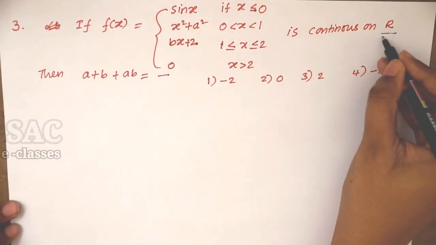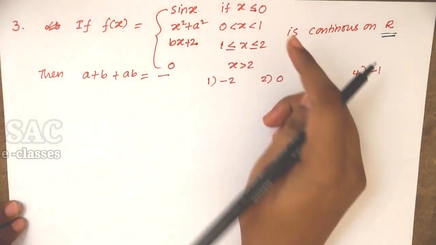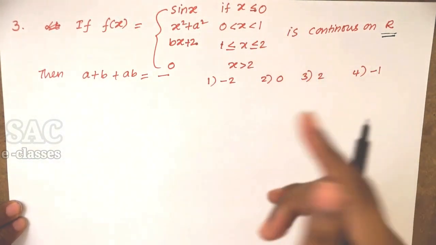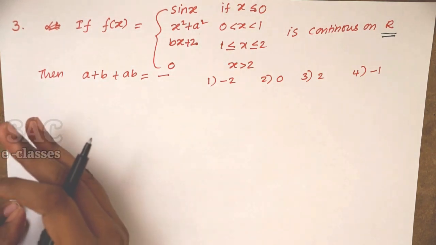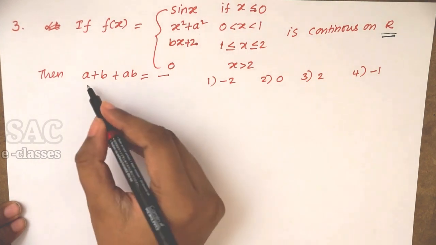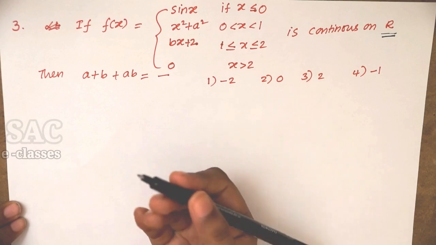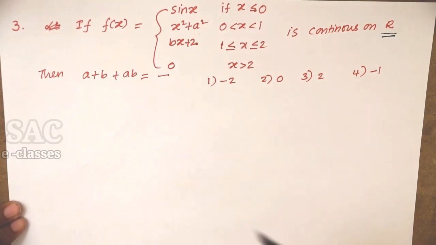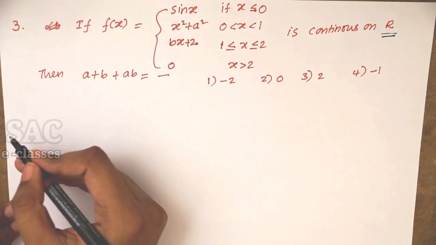Here he said that it is continuous at R, which means that it is continuous at 0, it is continuous at 1 and it is continuous at 2 even. So you can select the continuity at 0, at 1, at 2. Clearly you need two different values. So either at 0 and 1 you can take it, or at 1 and 2, or 0 and 2. So first of all I am going for 0.